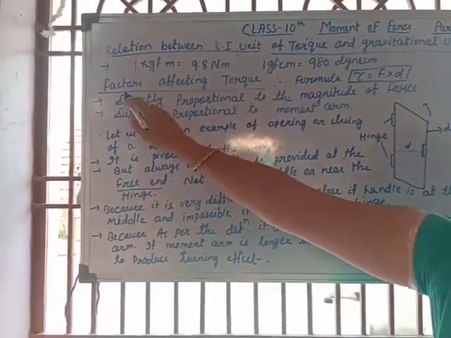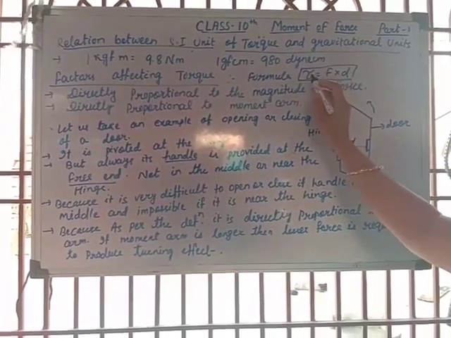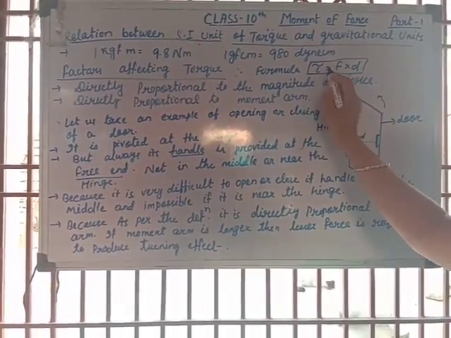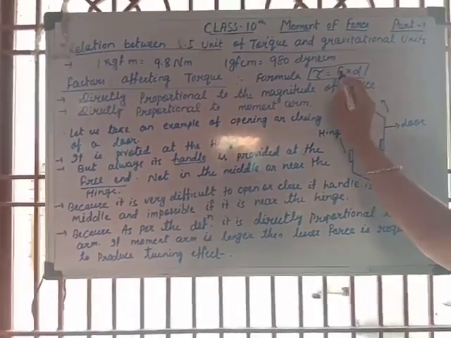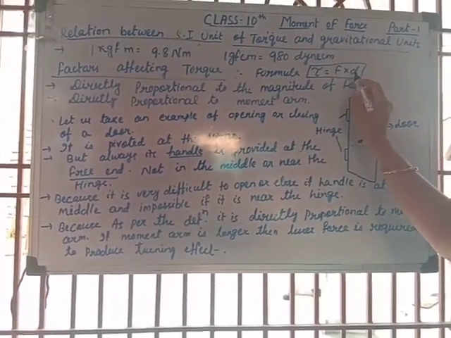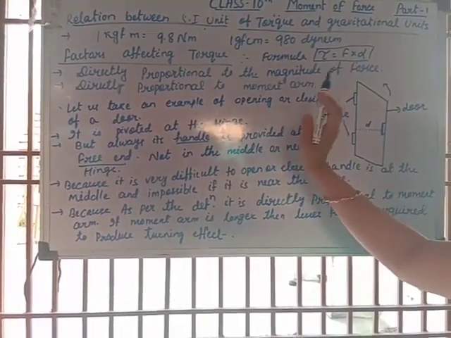Now let's read about the factors affecting the torque. As you know the formula, tau equals force into moment arm. So the magnitude of force is directly proportional to the moment of force, and the moment arm is also directly proportional to the moment of force. Here I have written the same thing only.